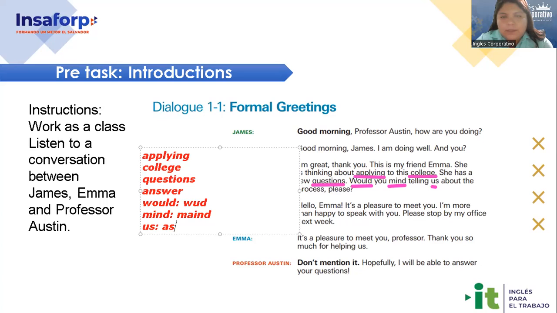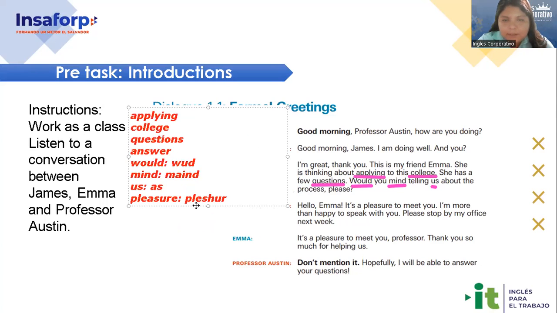Hello, Emma, it's a pleasure. Pleasure. Okay. In this one, it's a pleasure. You can say pleasure. It's a pleasure to meet you. I'm more than happy to speak with you. Please stop by my office next week. It's a pleasure to meet you, Professor. Thank you so much for helping us. Don't mention it. Hopefully I will be able to answer your questions.